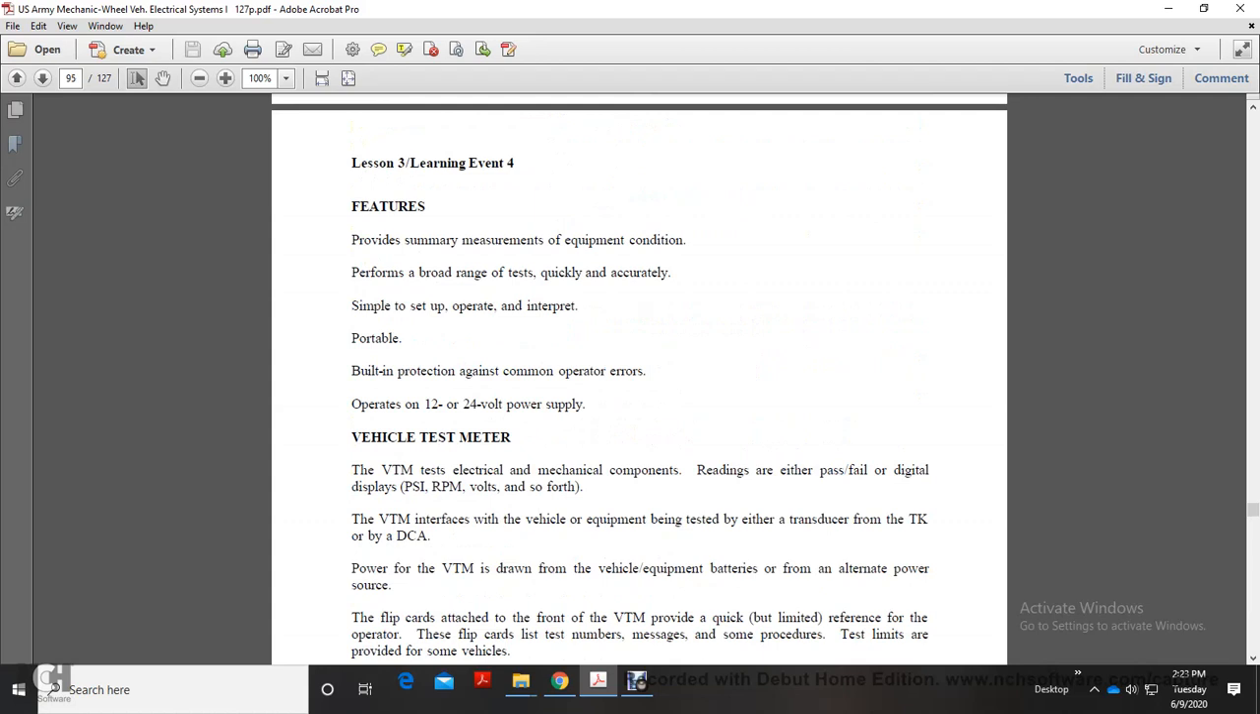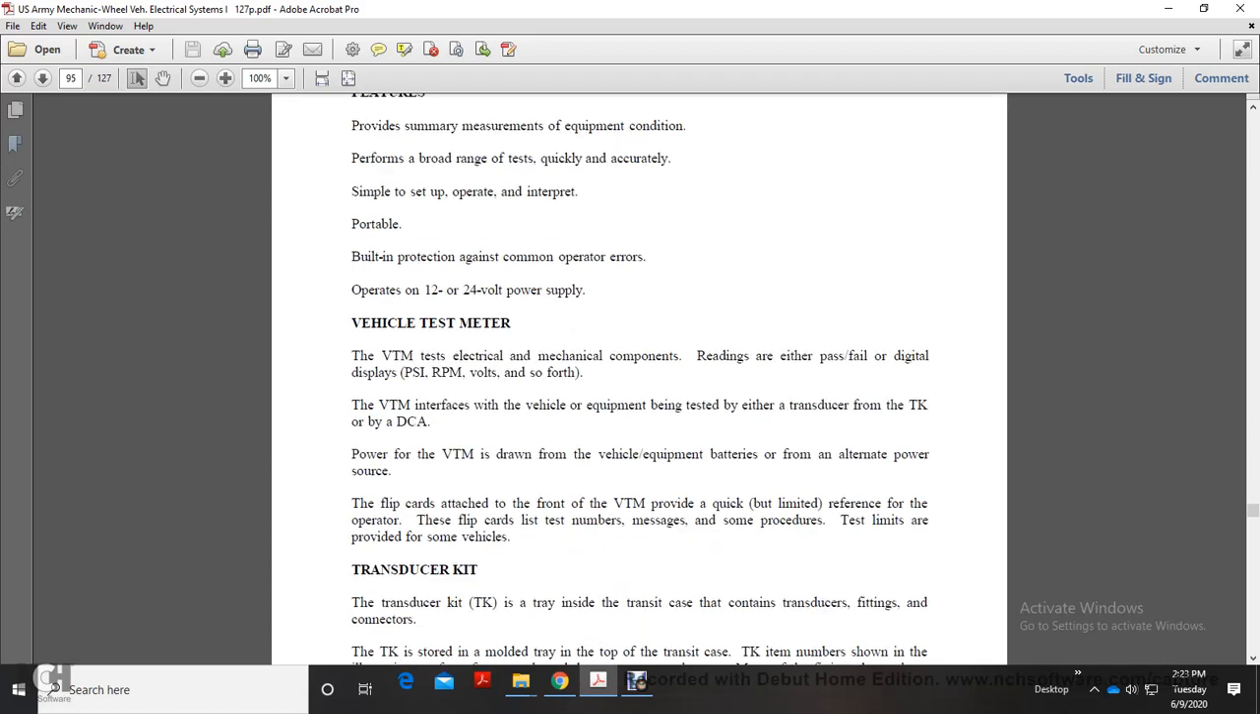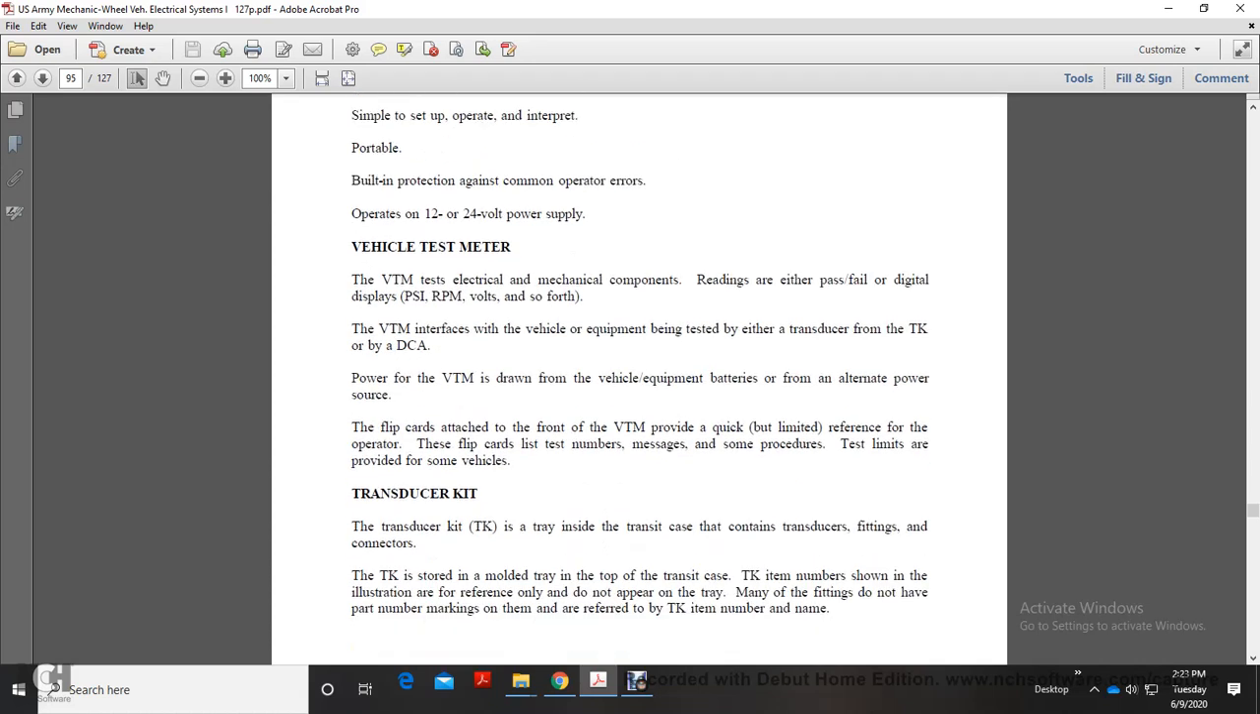Features. It provides a summary measure of equipment conditions, measures a broad range of test methods quickly and accurately, is simple to set up and operate, portable, has built-in protection against common operator errors, and operates on a 12 and 24 volt power supply. VTM is your vehicle test meter, which tests electrical and mechanical components, with readings of either pass or fail on a digital display.